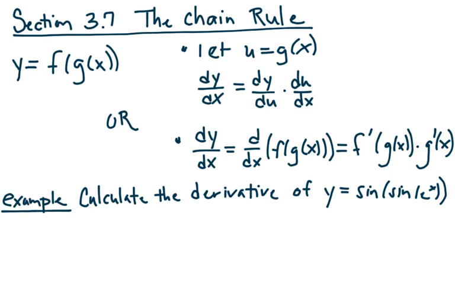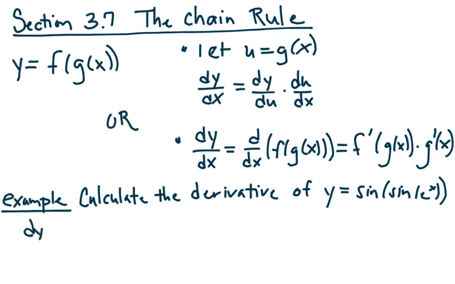So let's look at an example of this. The first example that I wanted to show you involved calculating the derivative of y equals sine of the sine of e to the x. Okay? Oh, e to the x, sorry. So we have a composition, we actually have a triple composition here. So let's see how we can apply the chain rule.